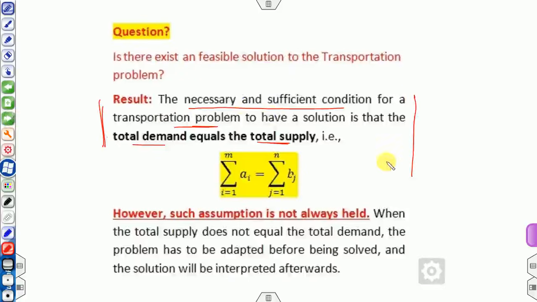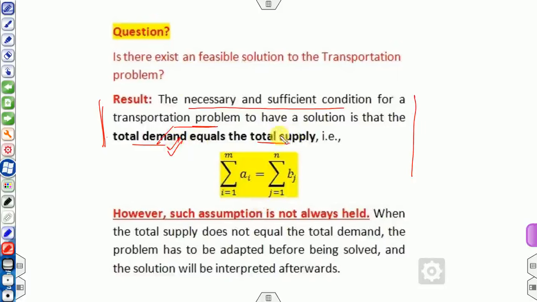But remember that such conditions may not always hold. For example, very recently there was a lockdown period. So what happened? There is a huge demand, but the supply is less.